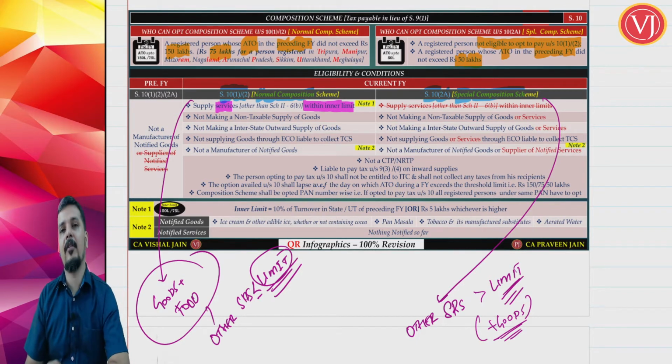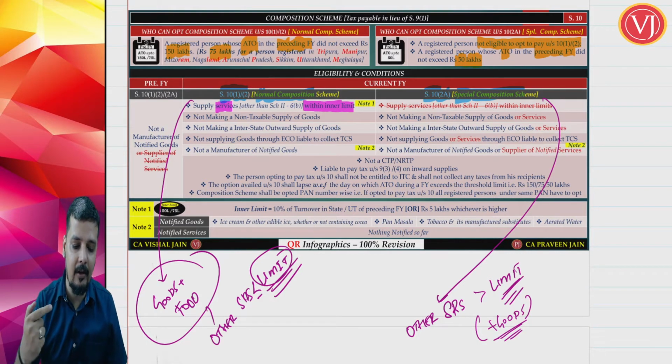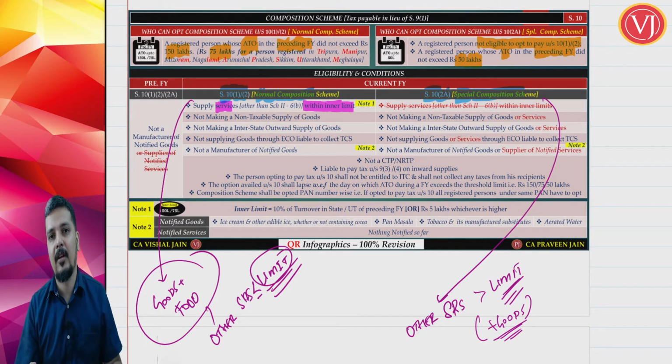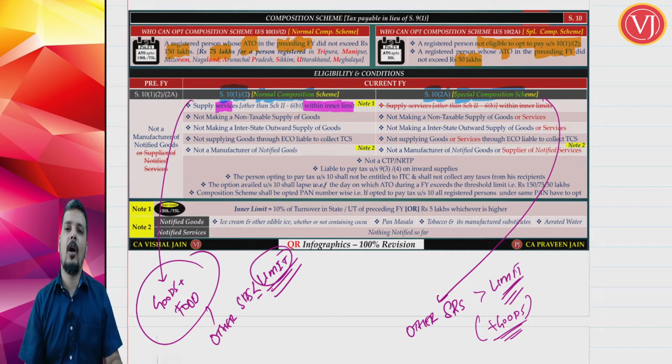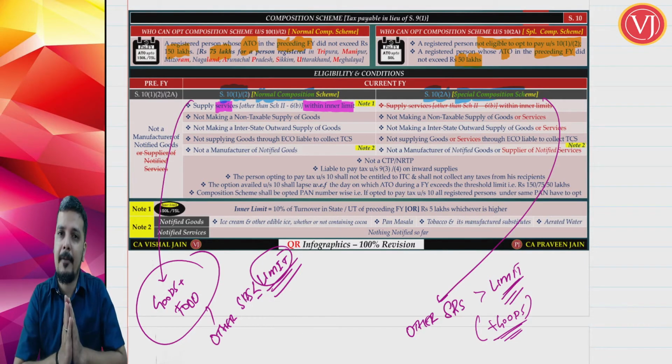Now friends, you have to understand that there are certain conditions that you have to fulfill before you enter the composition scheme. What are those conditions? Very important conditions, right? So how to summarize that? When I enter the composition scheme, there is a doubt with students: which conditions are for the previous year, and which conditions are for the current year. So let us clarify the doubts with utmost clarity.